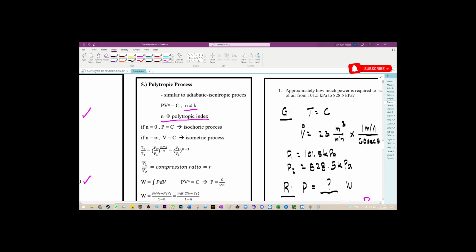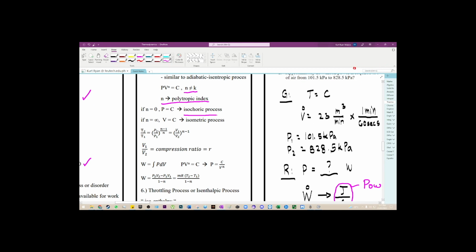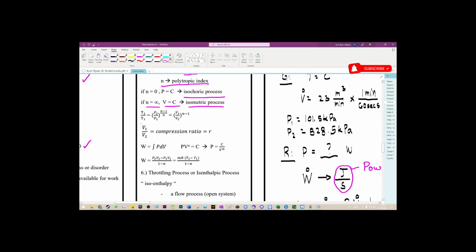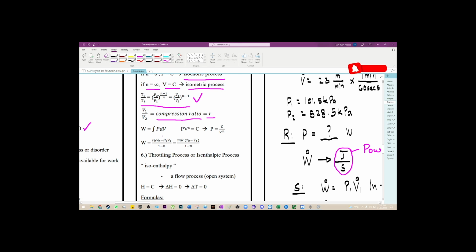If n is 0, P is constant. That is an isobaric process. If n is infinity, therefore V is constant. That is an isometric process. And you'll arrive at a formula something like this. V1 over V2 is the ratio of the volume. That is also called the compression ratio, and it is also denoted as R. Again, using the general formula for work, you'll arrive at a formula something like this.